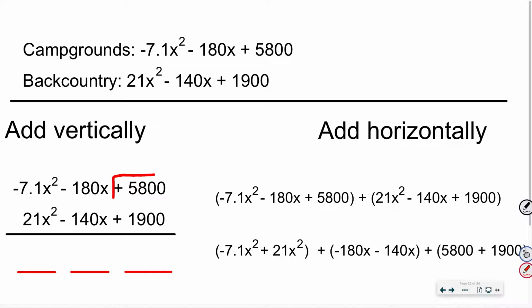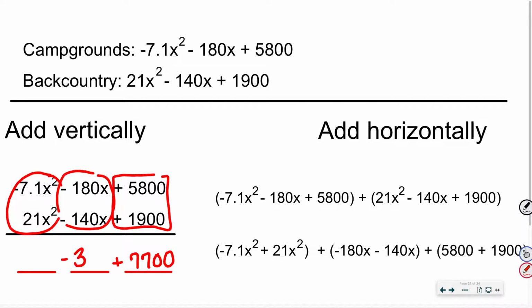So if I combine here, just like you said, you can line it up and you can combine them. Right? What would I have if I combine 5,800 and 1,900? 7,700. Good. How about negative 180 and negative 140? Negative 320. And then this one actually took me a while. Negative 7.1 and 21. 13.9. It's a positive, but it is 13.9. You're right.